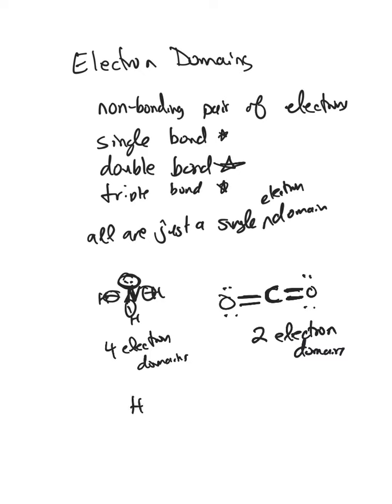If we look at something like hydrogen cyanide, that central atom that we're focusing on is that carbon. And it's got a single bond and a triple bond. It too has just 2 electron domains.